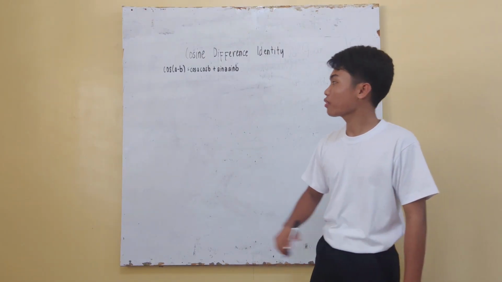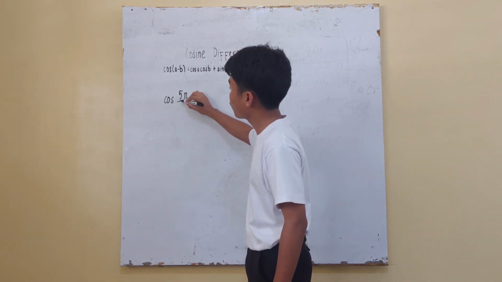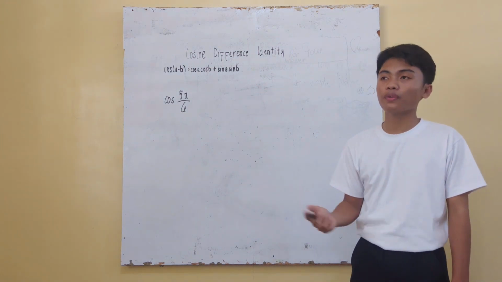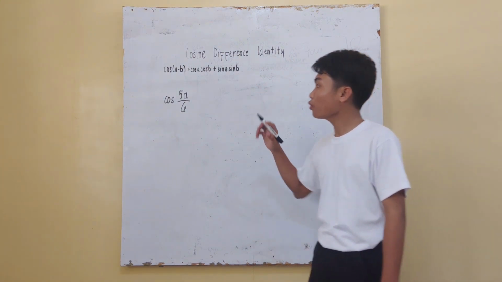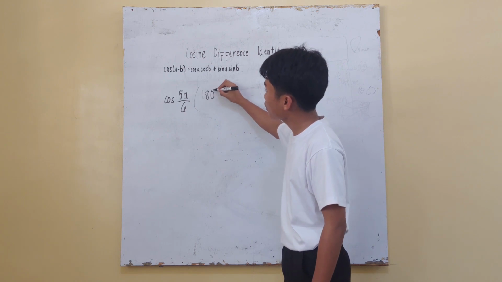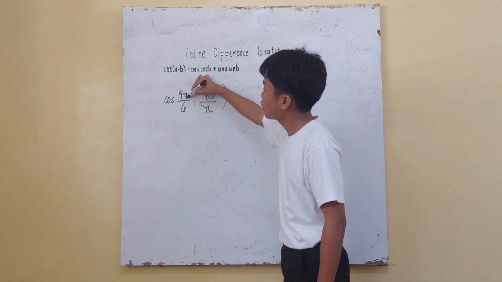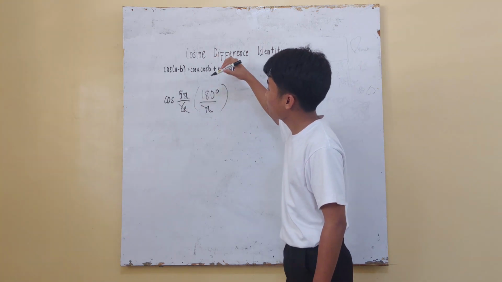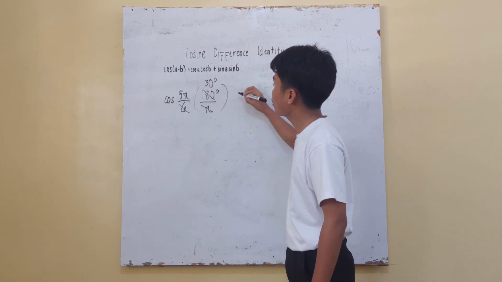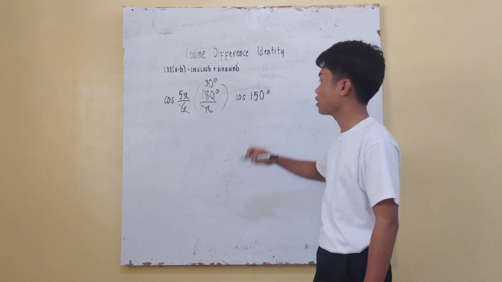So let's say we have this example: cosine 5 pi over 6. This example is in radians. So first, we need to convert it into degrees. To convert this, we multiply by 180 degrees over pi. So cancel pi, and 180 divided by 6 is 30, so we have cosine 150 degrees.